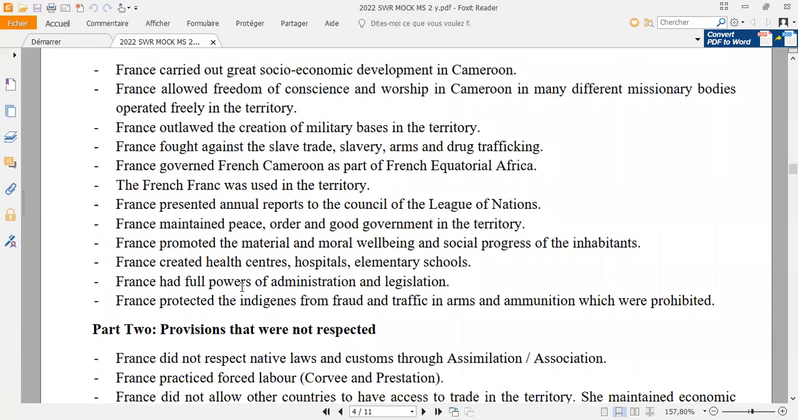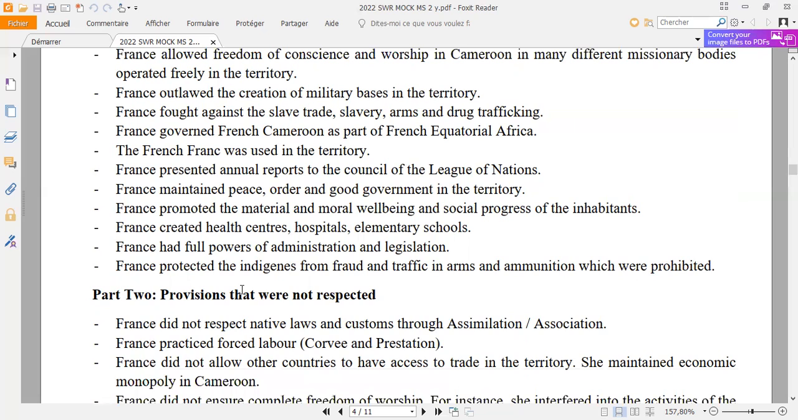France presented an annual report to the Council of the League of Nations. France maintained peace and order, and good governance in the territory. France promoted the material and moral well-being and social progress of the inhabitants. France created health centers, hospitals, and elementary schools. France had full powers of administration and legislation. France protected the indigenous people from fraud and traffic in arms and ammunition.